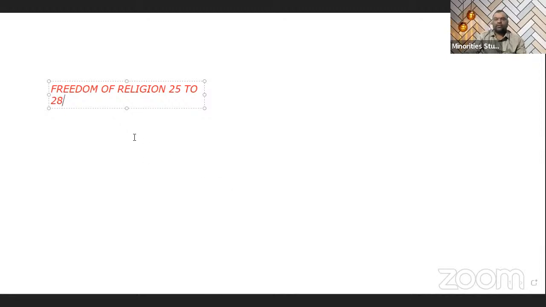Is it clear, all of you? We'll move to this article, the freedom of religion. We're talking about the religion article. Very, very important. Listen carefully. The religion article, the question came a lot of times in the examination. Okay, Article 25. What is Article 25 now? Yes, we'll go for this Article 25.